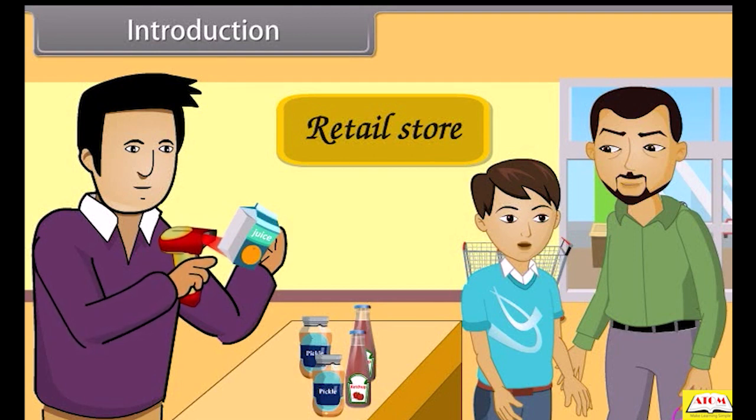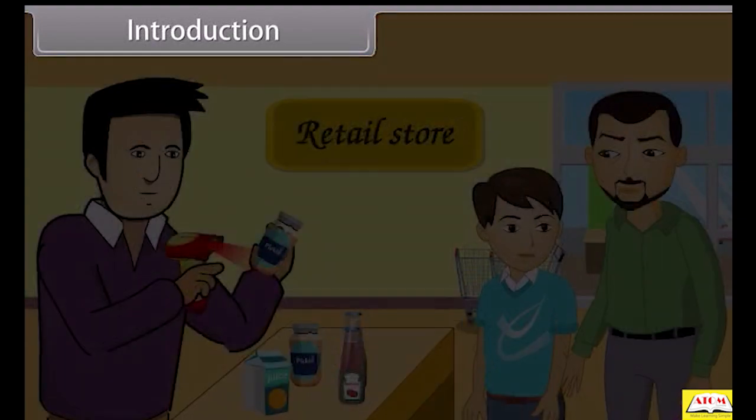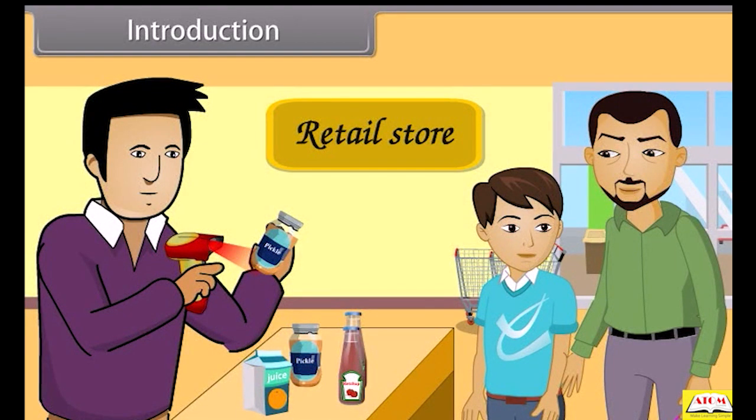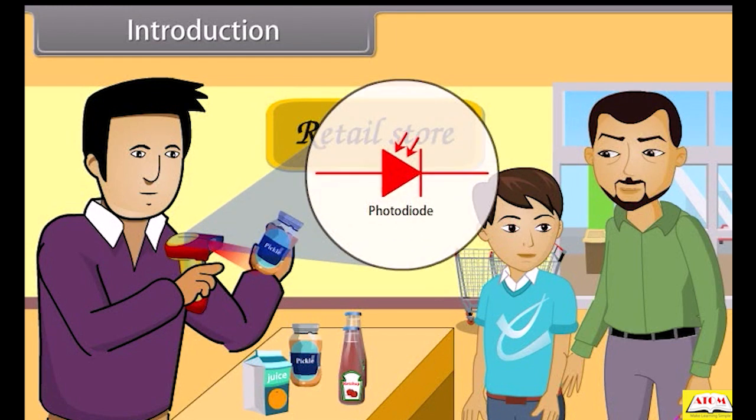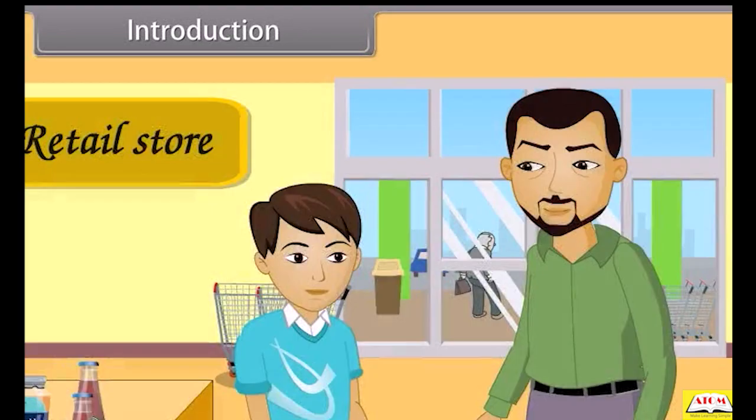Father, the shopkeeper is using some light device to access the details of all the goods. What is it and how does it work? Son, it is a barcode scanner and works on the principle of a photodiode. A light source emits light on the object, and the reflected light is sent to the photodiode, which produces electrical signals accordingly. It is an application of semiconductor electronics.